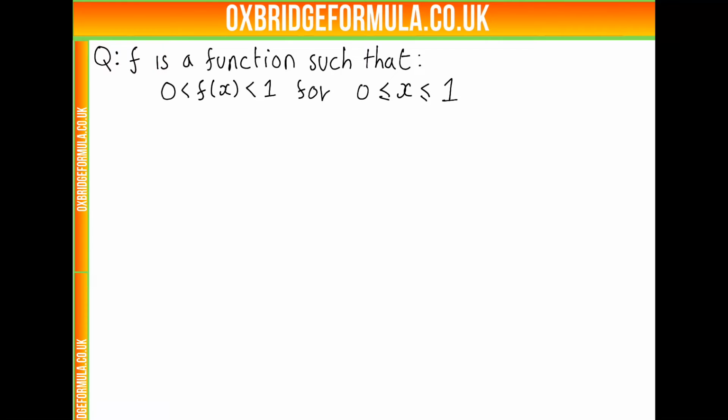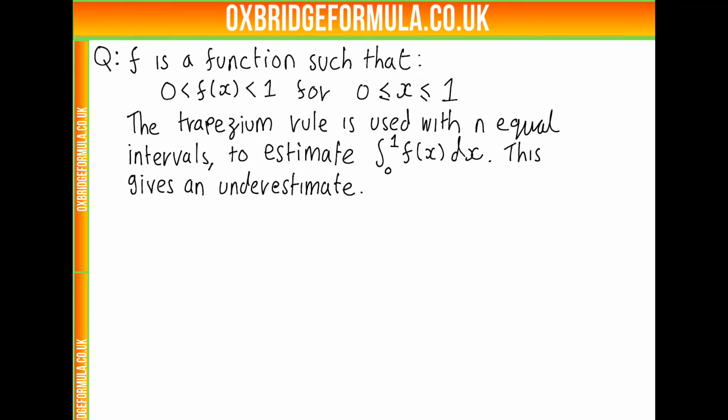What we're told about f is that it's between 0 and 1 for all x between 0 and 1 inclusive. Then, we're told we use the Trapezium rule to estimate the integral of f between 0 and 1 with n equal intervals. And we're told this procedure gives an underestimate for the integral.